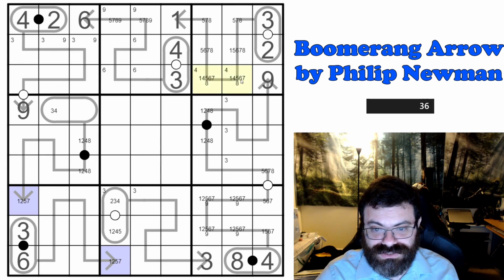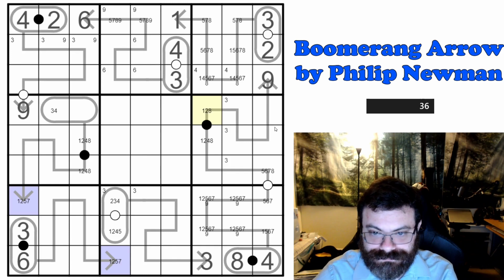Okay, if 4 is one of these two, then neither of these can be 4 because of the king's move constraint. Because either 4 is going to be here, in which case these two can't be, or 4 is here, in which case these two can be. Another way to put it is if I put a 4 in either of these two, it removes the possibility of putting a 4 in this box. So this isn't 4.